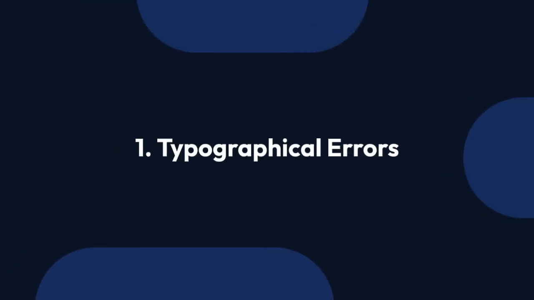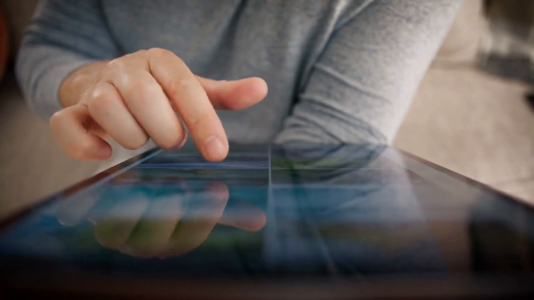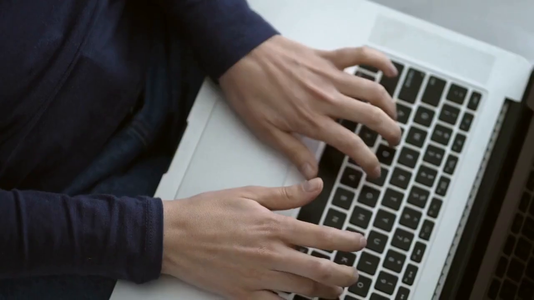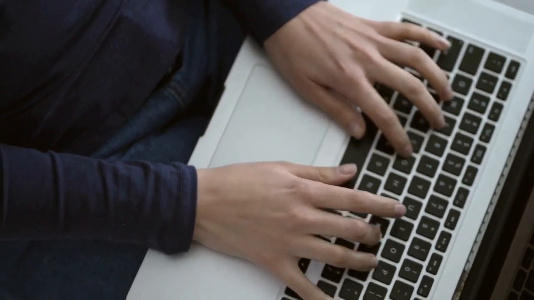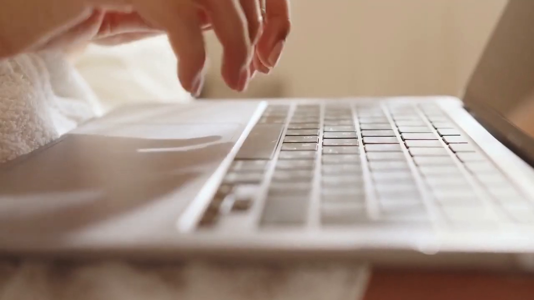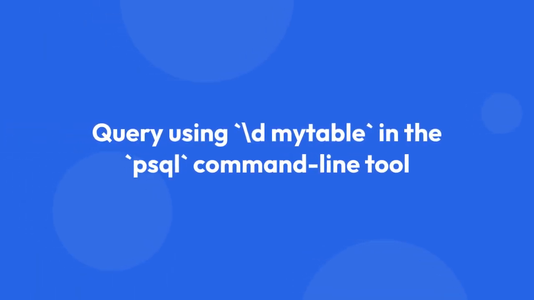1. Typographical errors. The simplest reason is a spelling mistake in the table or view name used within your function. Double-check every character in your select, insert, update, or delete statements. Case sensitivity matters in PostgreSQL. MyTable is different from mytable. Carefully compare the name in your function with the actual table name in the database using a query like \dt mytable in the psql command line tool. Correct any typos and retry.